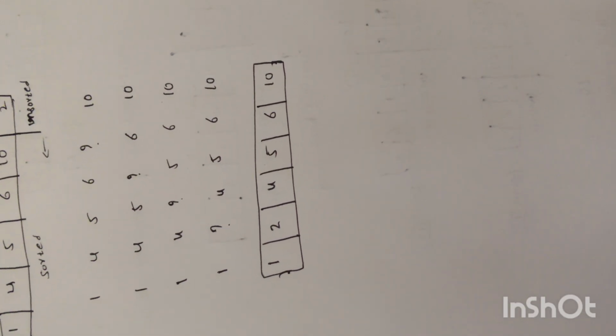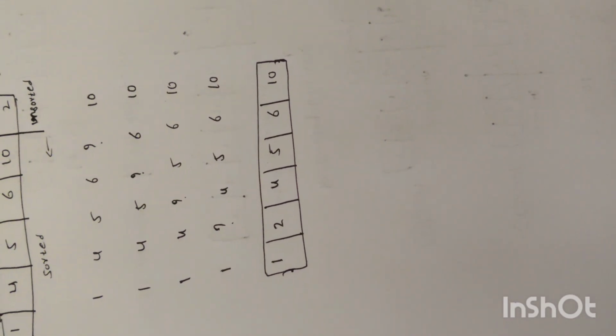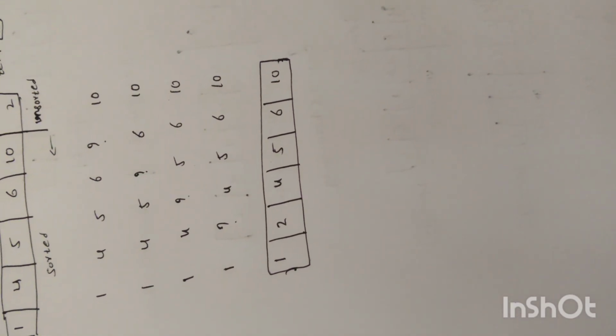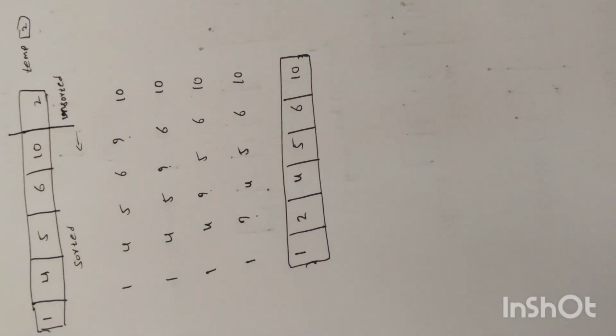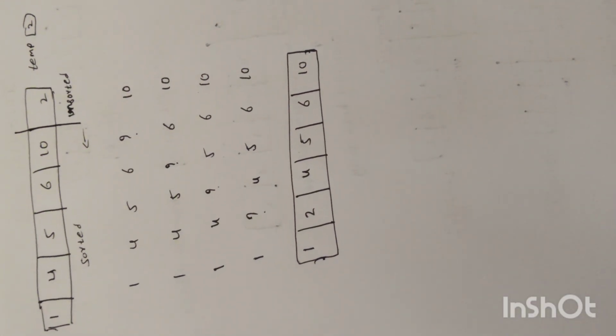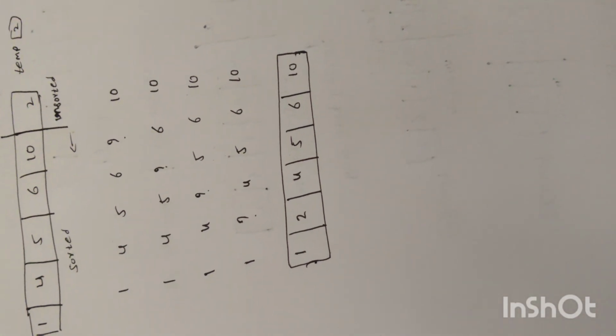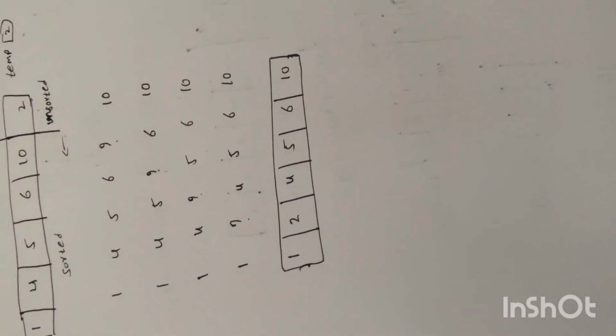Fine. Now how to code this? As you know, from here only you can see 2 loops would be required. One would be incremented from here to here and one would be decremented. Why this decrement? Because of that comparison. We are going to find out the proper place for that element in the sorted sublist. Fine. So 2 loops would be there.